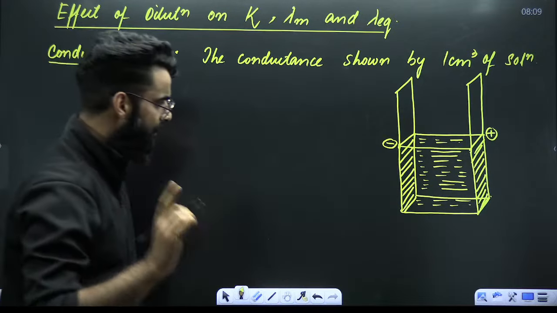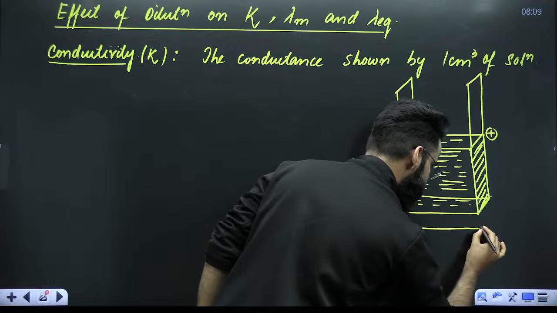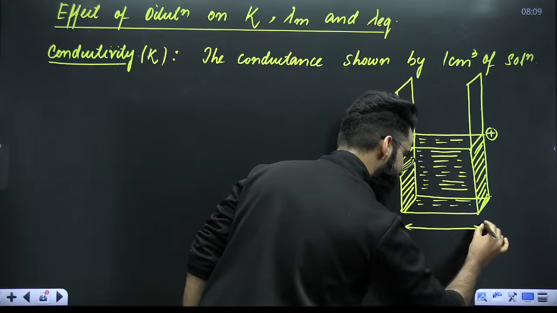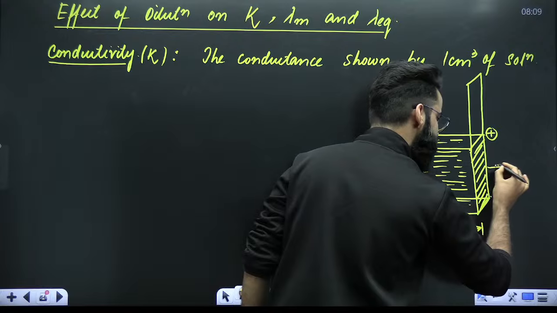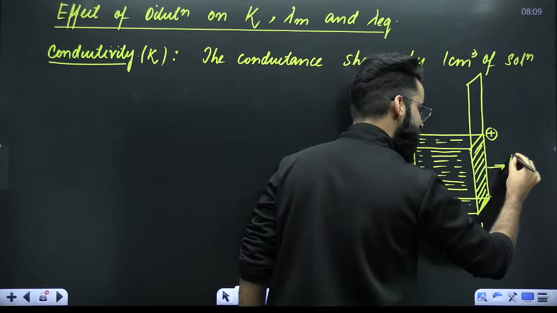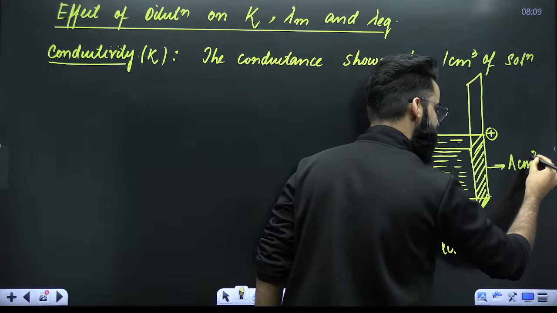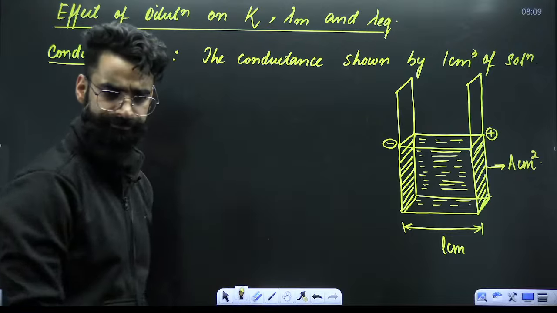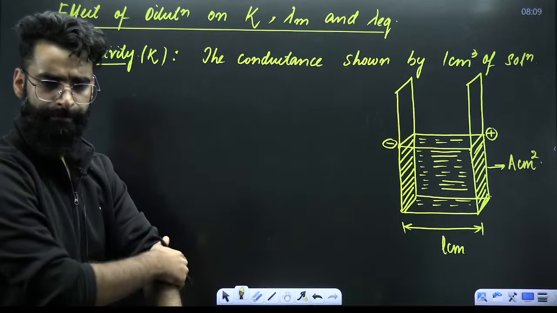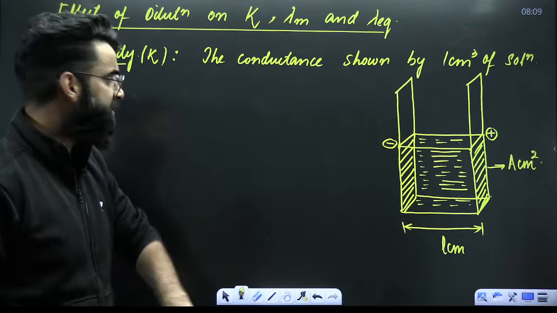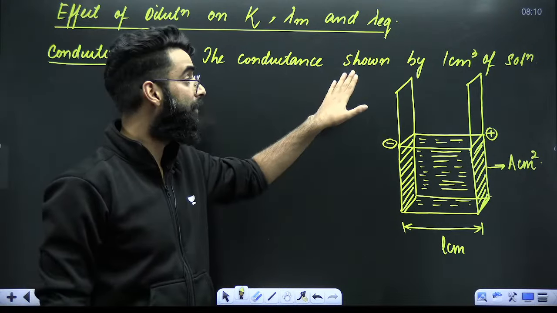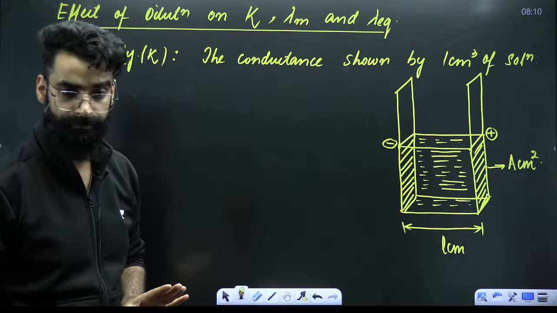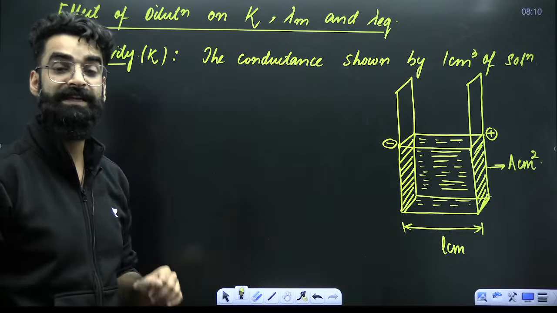Okay. And my dear students, if you remember, the distance between these two electrodes is represented by what? It's represented by L centimeters. And that area of cross section which is inside the solution is represented by A centimeter square. Perfect. My dear students, how do we define the conductivity? It is the conductance shown by 1 centimeter cube of the solution.